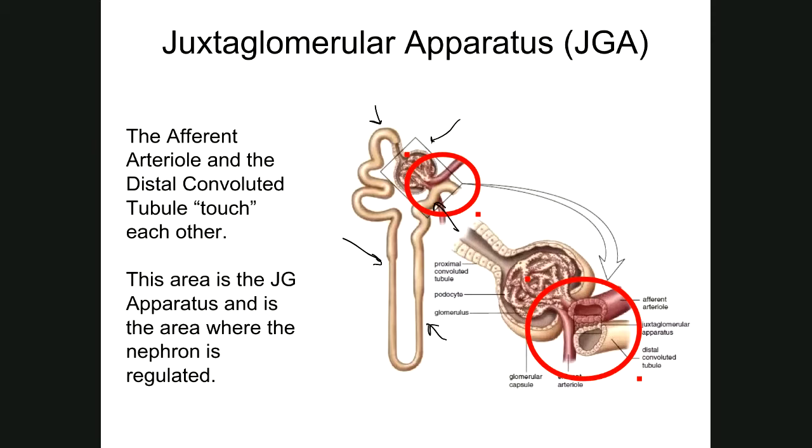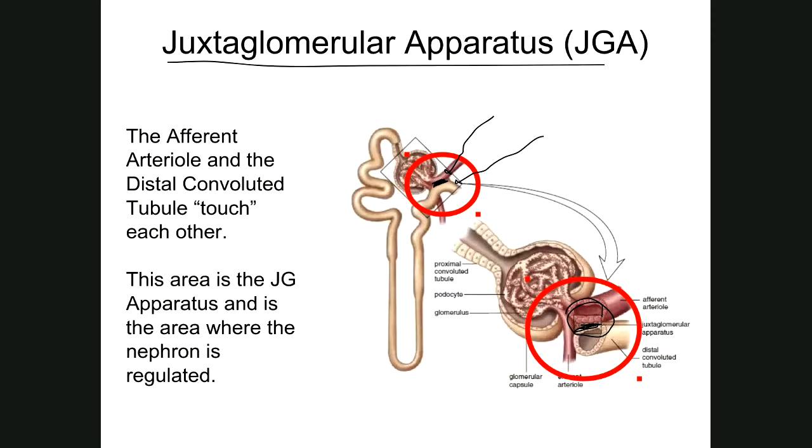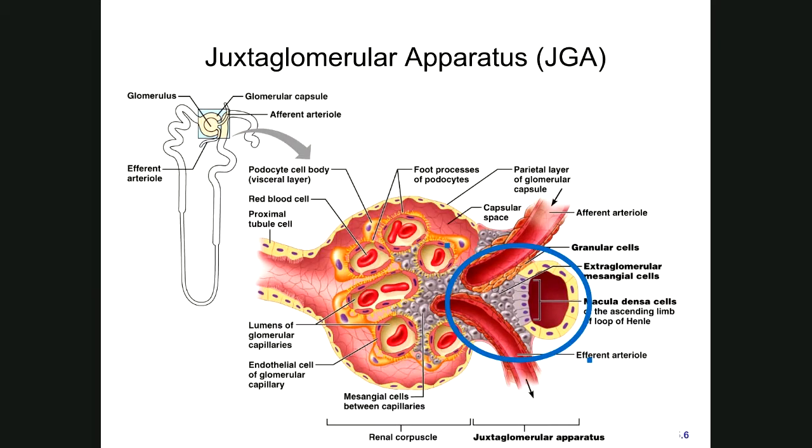Well, look what happens. The distal convoluted tubule and the afferent arteriole wind up touching each other right here. If you blow that up, look, you can see where they touch each other right there. This is called the JG apparatus, or juxtaglomerular apparatus. Juxta means next to, and it's right next to the glomerular capillaries, and the glomerular capsule. And there it is. If we blow that up, it looks like this. So look, here's the parietal layer of Bowman's capsule. There's our blood vessels in the little capillaries.